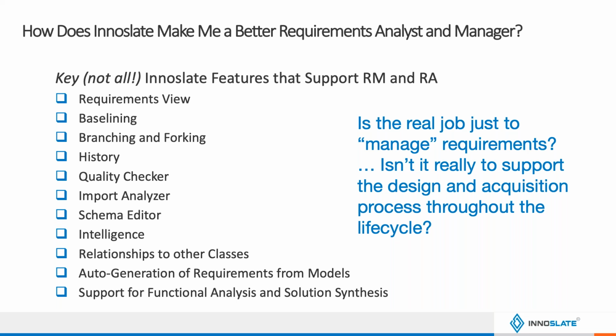We have requirements view. We have the ability to baseline requirements. We can do branching and forking of specific requirements, especially if you have different divisions of your company working on different areas of requirements, that can actually allow you to do that. We do have a history log which gets captured for every entity. And we also have the quality checker, which is specific to the requirements view. And it runs off of the information that we talked about before with the, is it clear, consistent, complete, correct, designable, feasible, verifiable, traceable, those types of parameters and values.